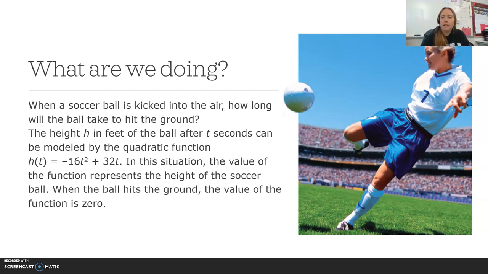A soccer ball is being kicked into the air. So visualize someone kicking a soccer ball into the air and the path that it takes. It looks like a parabola with a negative a value. So it looks like it's going up and then coming back down. So we can model that path by this equation: negative 16t squared plus 32t. The value of t represents time, and when you plug t in, you get a value for height, so how high it is over time.